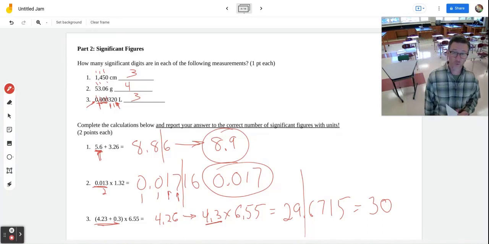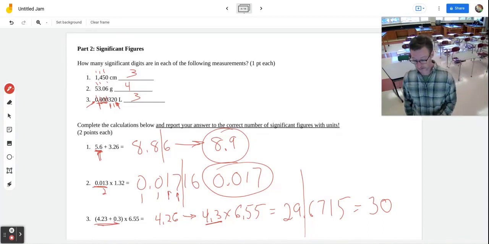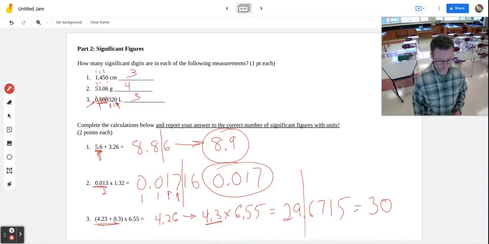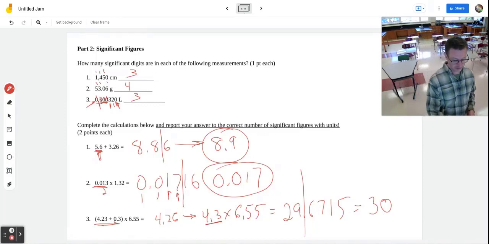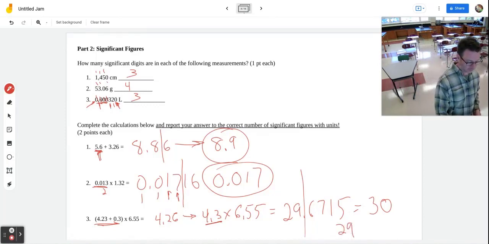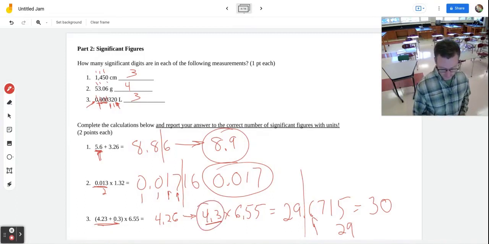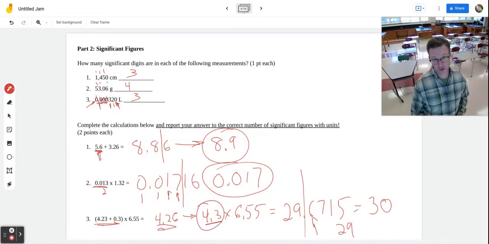So depending on where you rounded in this equation, you may have rounded this down, or rounded it off to 29. If this wasn't a 6, maybe you didn't do this rounding first, because this is a slightly smaller number. This would be a case where you really got to show your work, okay?